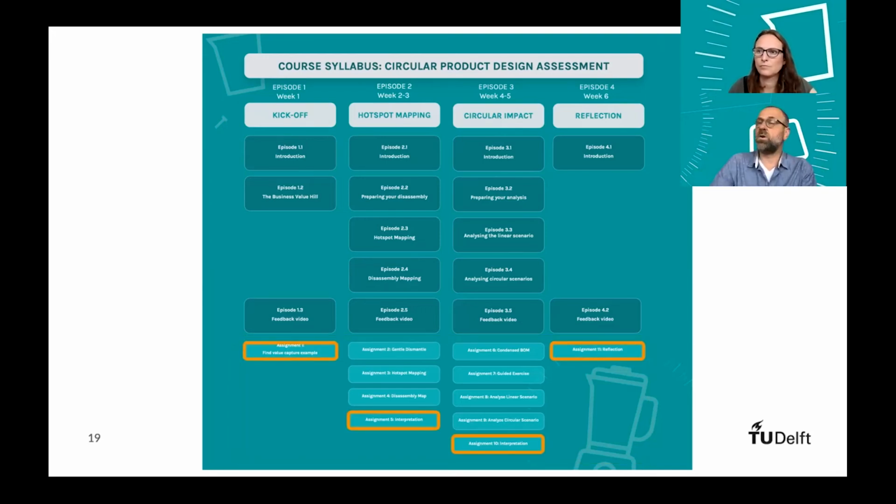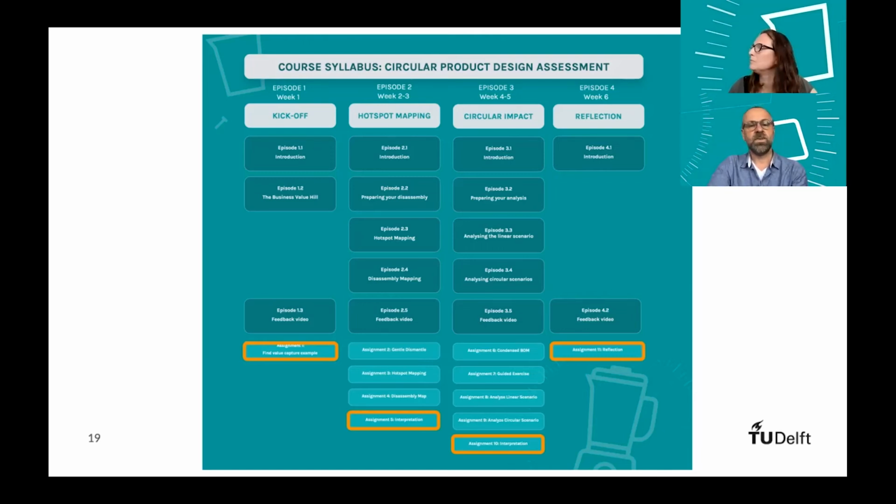So for next week, we're going to look at assignment 1, find value capture example. That's something which we ask you to do and send in before Monday. And then the weeks after, we're going to do hotspot mapping, which consists of 3 assignments, assignment 2, 3, and 4, which is partially adding up to the final deliverable assignment 5, which is going to be the interpretation. And that's something which we will look into and actually give feedback on. So this is how the structure is being built up, I think.